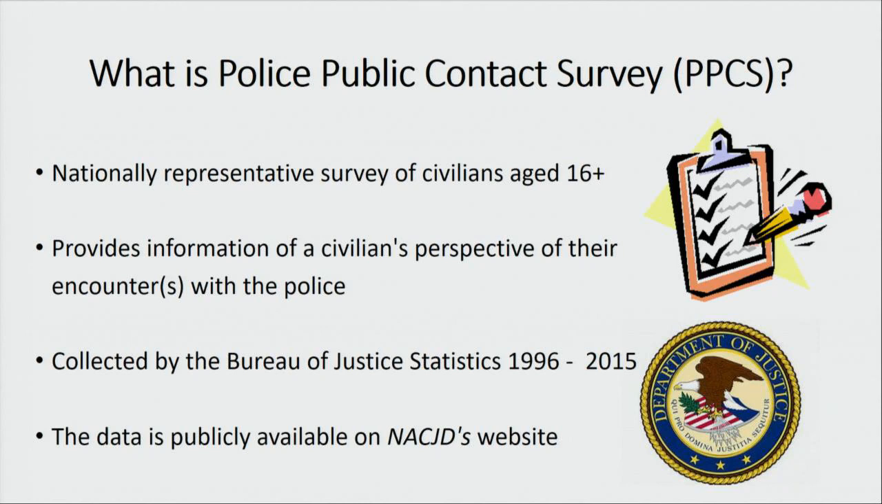Well, it's basically based on the Police Public Contact Survey, which is a nationally representative survey of civilians aged 16 and older. It provides us with the information of a civilian's perspective of their encounter or encounters with the police. And this data is collected by the Bureau of Justice Statistics, and it was first collected in 1996. And the latest year that this data was collected was in 2015. Fryer did only use the years from 1996 to 2011 in his research paper. And lastly, this data is publicly available on the National Archive of Criminal Justice Data's website, but you could also find it on the Bureau of Justice Statistics website as well.